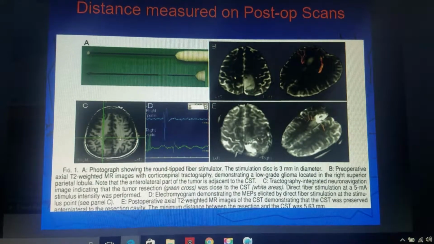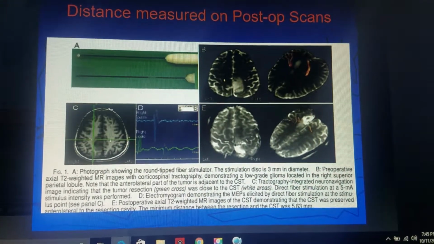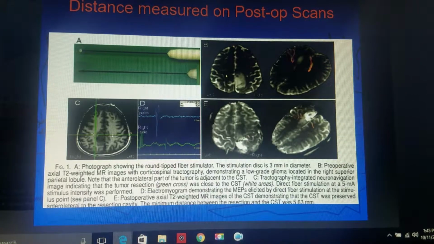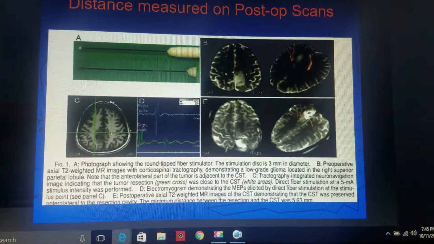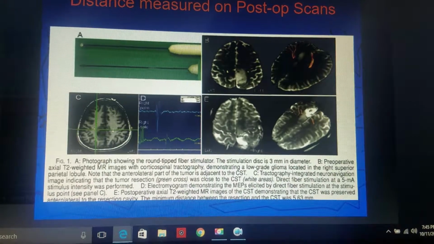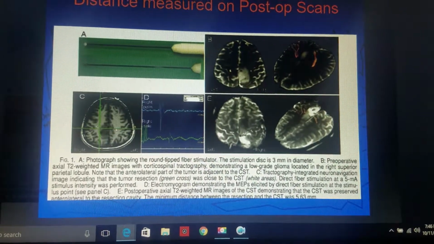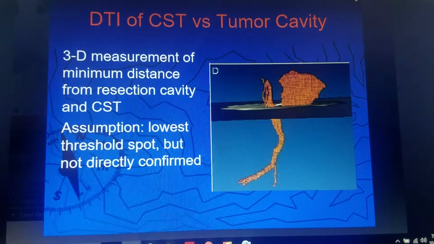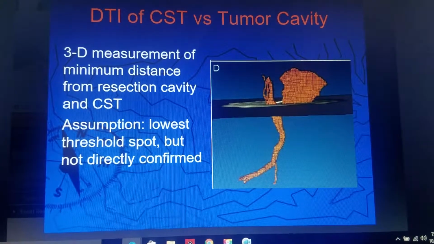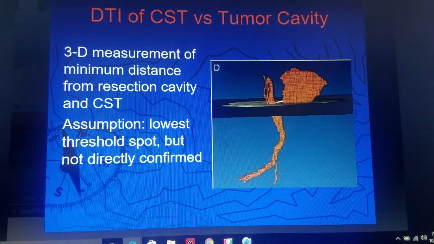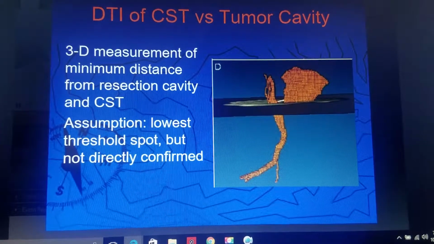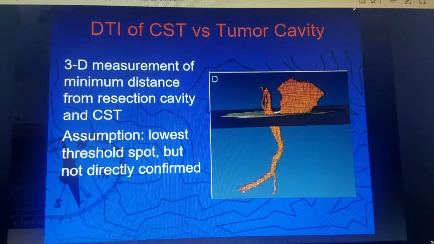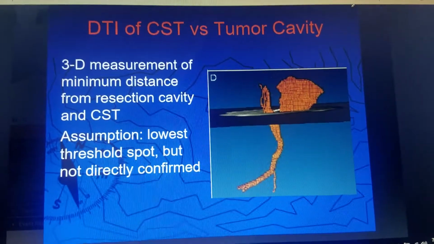Refractography. They stimulated and found thresholds, and then later they went in and measured on postoperative MRIs where they were at the margins of the tumor resection and measured the distance from that to the corticospinal tract and compared that with the threshold. So they would be looking at something like this, a reconstruction of where the tumor used to be and where the CST was, and the closest point of contact was presumed to be the lowest threshold spot, but obviously not directly confirmed because it's all being done after the fact.